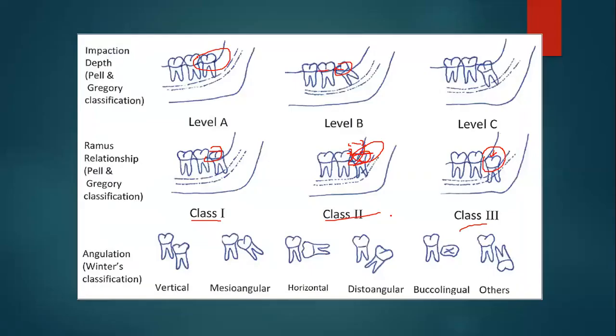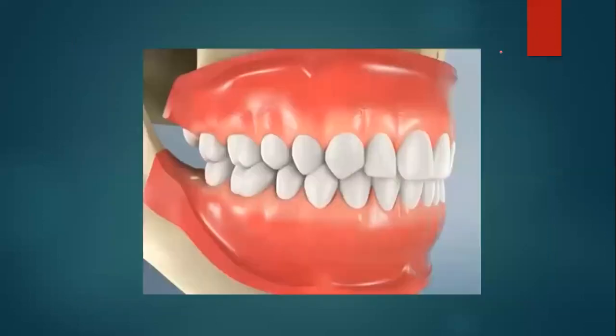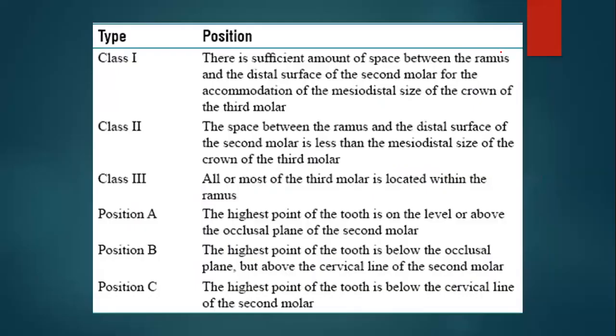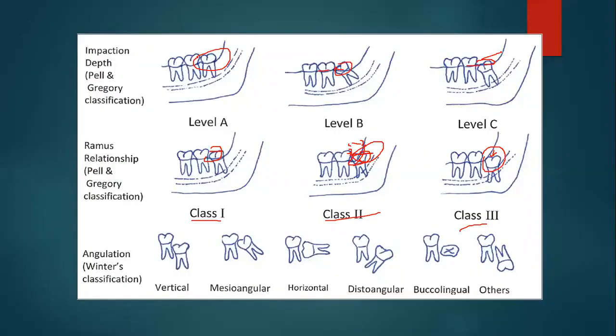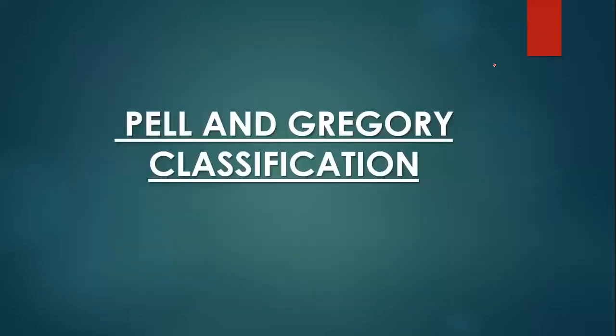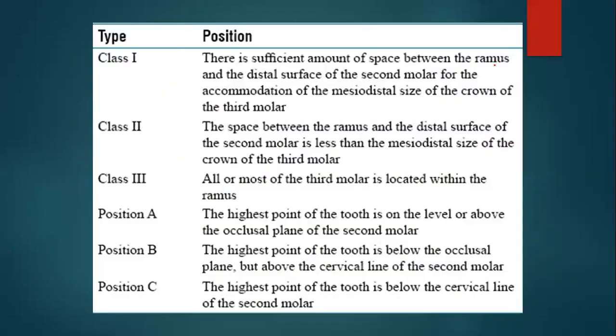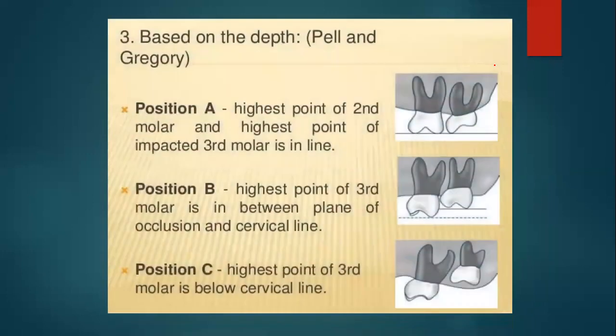It can be explained by the picture. You can see that the highest point of the third molar is lower than the occlusal plane, and it is below the cervical line of the second molar. So basically, it is below the cervical line. Okay, so this was Pell and Gregory's classification.